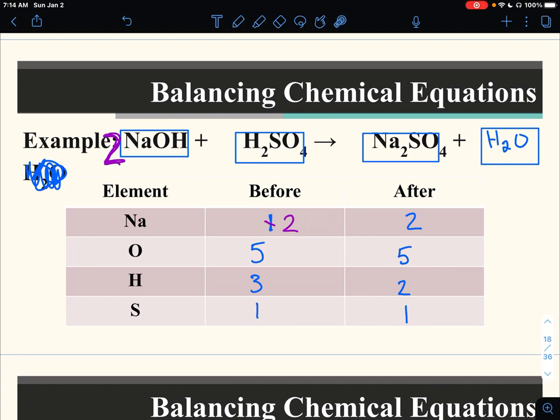So instead, you go up here. This 2 applies to Na. It applies to oxygen here. So now we have 2 oxygens here, but we still only have 4 here. We didn't change that. We didn't put a coefficient here. So it's 2 plus 4. So that's going to be 6. And then for hydrogen, it's 2 plus 2, because we didn't change this. So that will be 4.